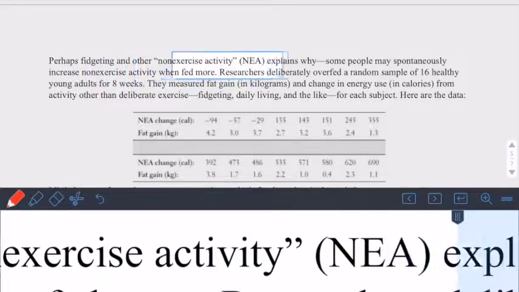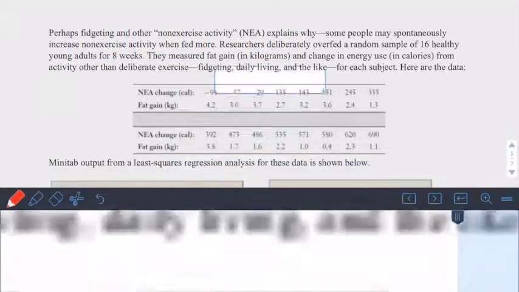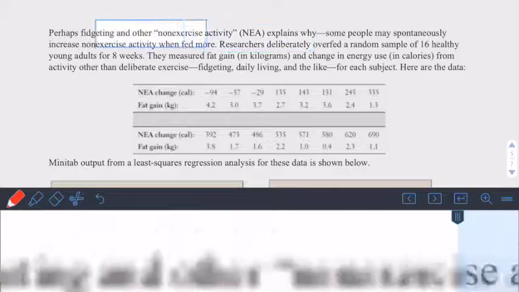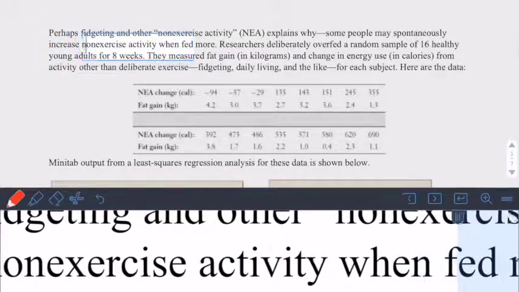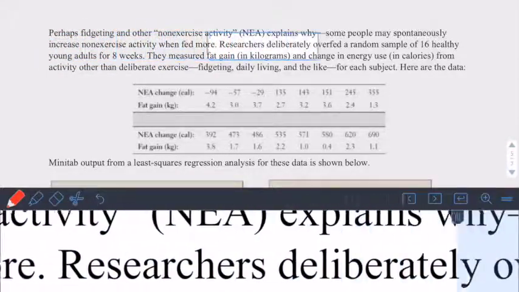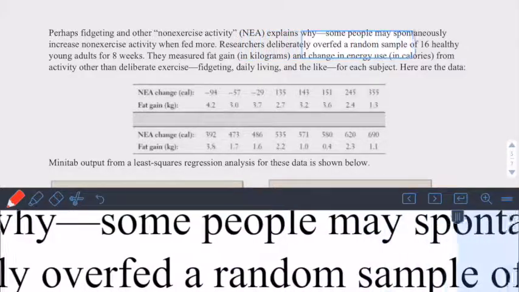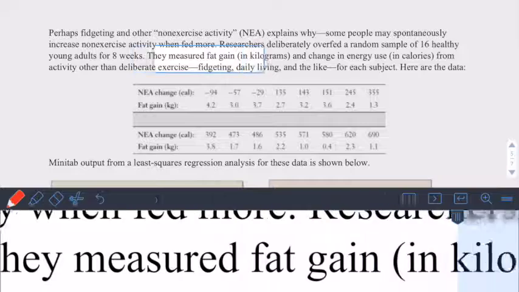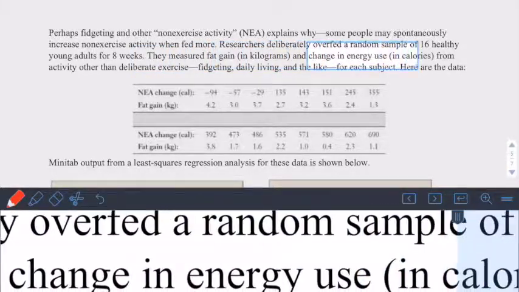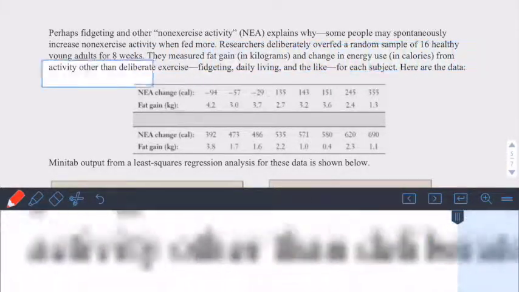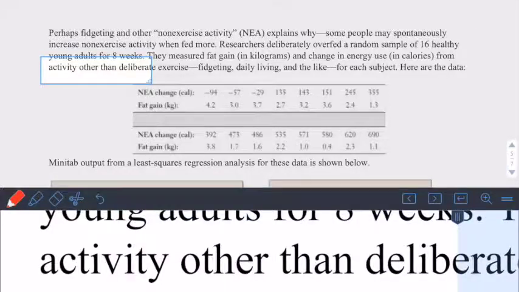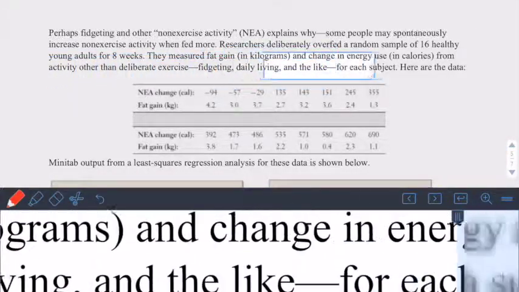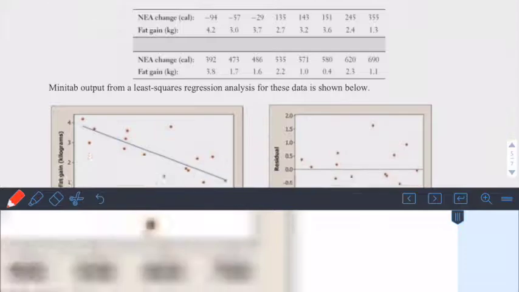Fidgeting and other non-exercise activity, right, we did this in chapter 3, explains why some people may spontaneously increase non-exercise activity when fed more. Researchers deliberately overfed a random sample of 16 healthy young adults for 8 weeks. They measured fat gain in kilograms and change in energy use in calories from activity other than deliberate exercise, so fidgeting, daily life, and the like. And there's the data again.